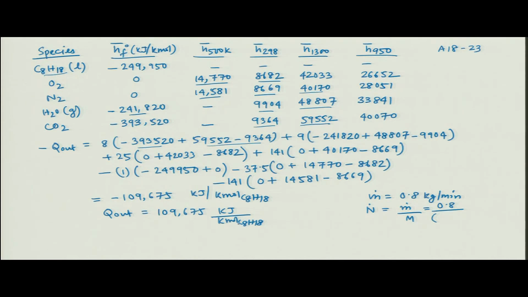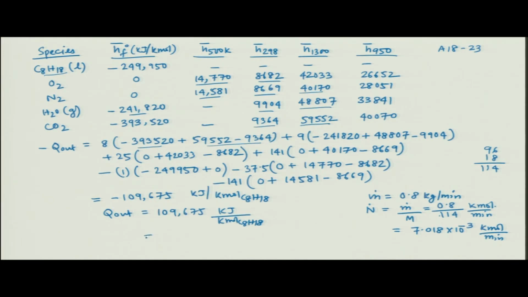So, it is 8 into 12, 96, plus 18. So, 96 plus 18 is 114. Okay. So, the molecular weight of octane is 114. So, you will get it in kg per minute. Okay. So, it will not be kg, it will be kilomole per minute now. Okay. So, this value is 7.018 into 10 raised to power minus 3 kilomole per minute.